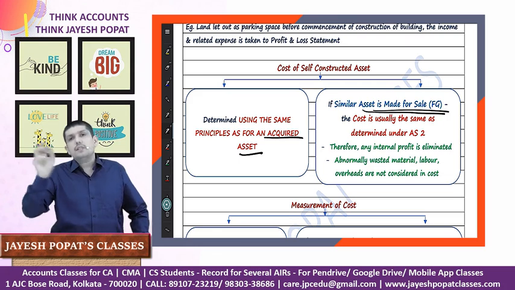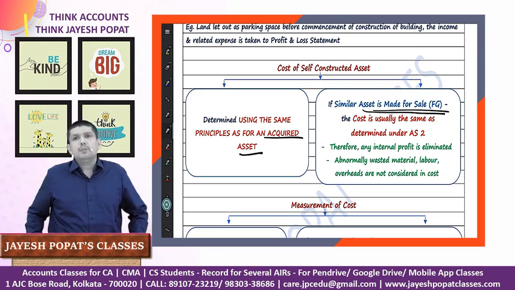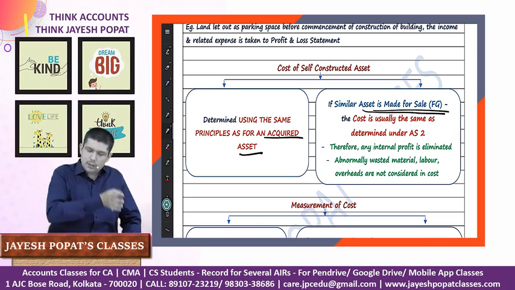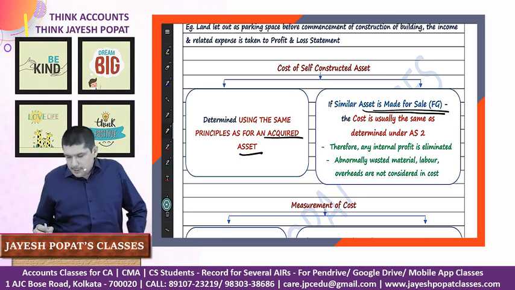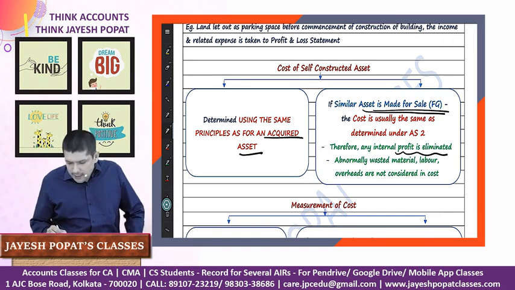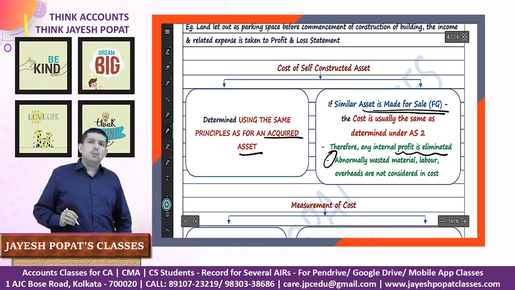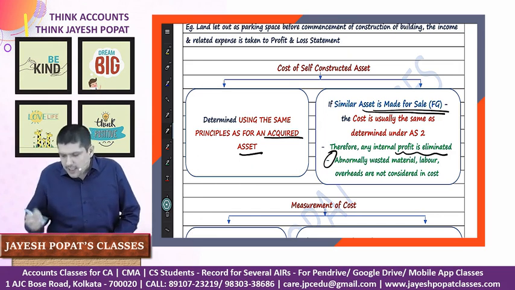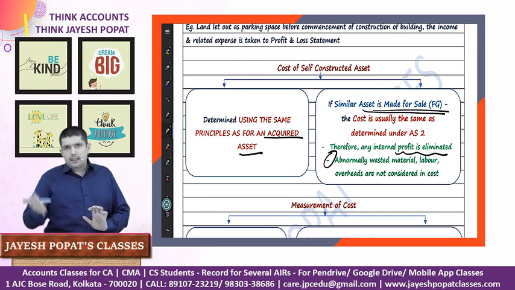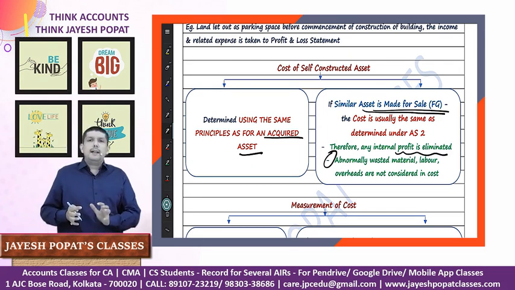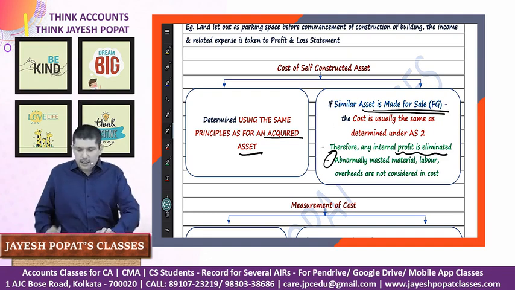It will be the same, based on the principles of accounting standard 2. How you calculate your cost of inventory, same way you will calculate the cost of PPE. And we know that we don't consider any internal profits in the cost of inventory, and any abnormal wastage of material, labor and overheads is also not considered as part of the cost of the inventory. So in case we are manufacturing the same item for sale and same item we are using for our business, the cost will be determined as per the principles of accounting standard 2.